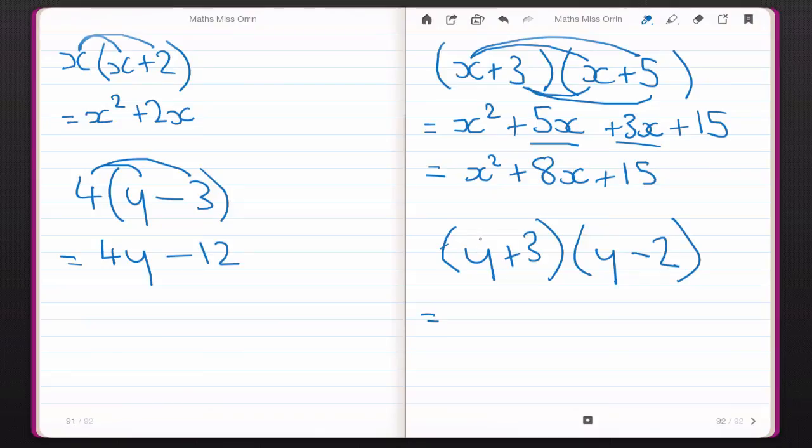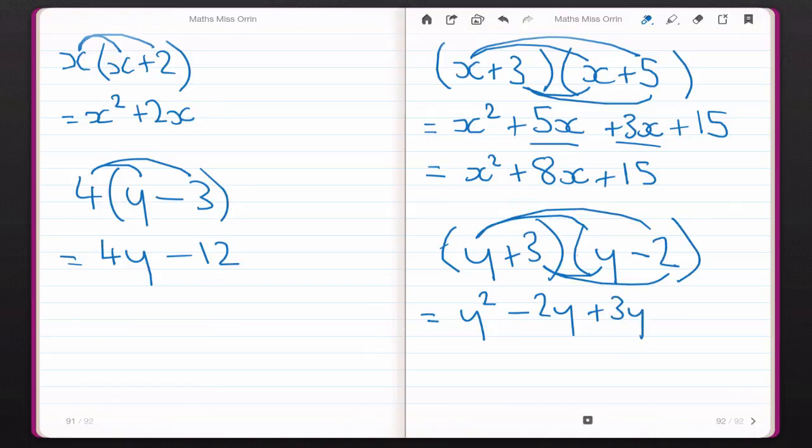So same thing, we're going to take this first y and multiply it by both parts of the other bracket. So y times y is y squared. Y times -2, you've got to watch your signs, is -2y. Then we have 3, we'll do this one now. So we're going to start with the 3 and make sure we do both parts of the other bracket. So 3 times y, 3y, and 3 times -2 is -6, okay?